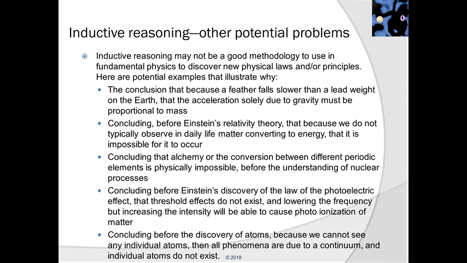Concluding that alchemy, or the conversion between different periodic elements, is physically impossible before the understanding of nuclear processes. Concluding before Einstein's discovery of the photoelectric effect that threshold effects do not exist, and lowering the frequency but increasing the intensity will be able to cause photoionization of matter. Concluding before the discovery of atoms that because we cannot see individual atoms, all phenomena are due to a continuum, and individual atoms do not exist.